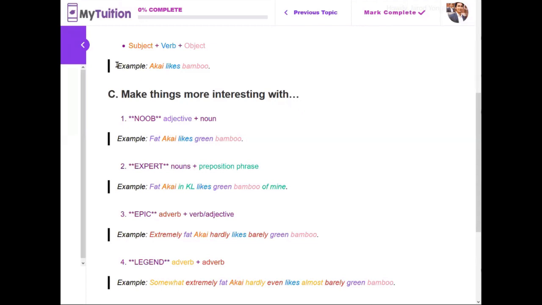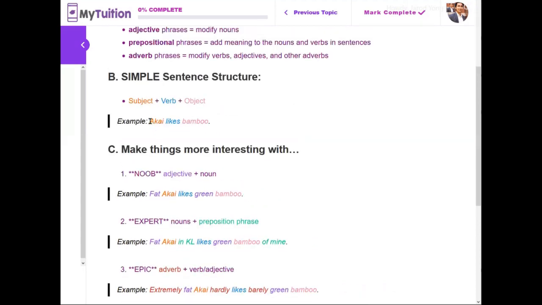So this is an example here, and I've color-coded it. The subject, Akai, which is the name of a person; verb, likes; object, bamboo. But this is kind of boring, yeah? You wouldn't want to read an essay with just SVO in every sentence. You want to make things more interesting for the examiner if you're taking PT3 or SPM.